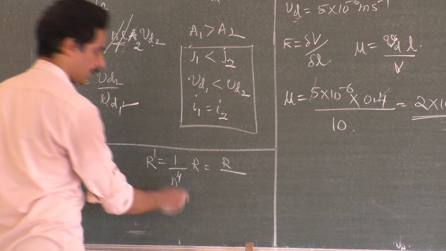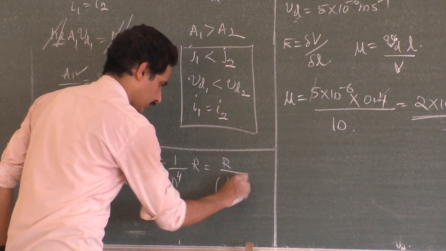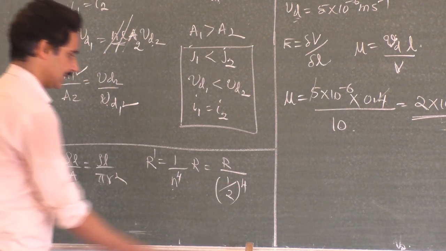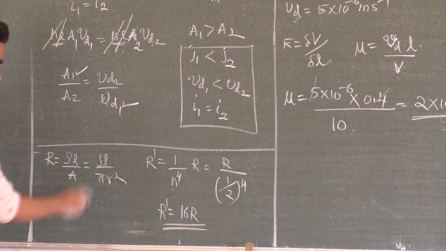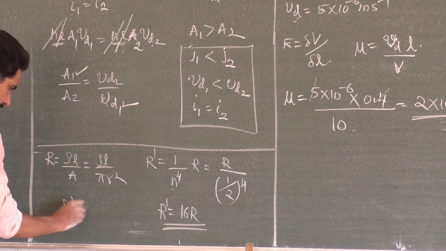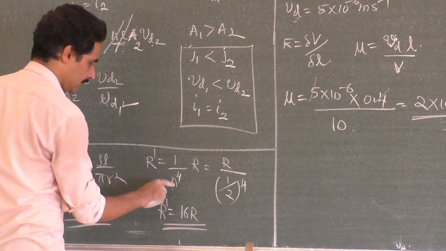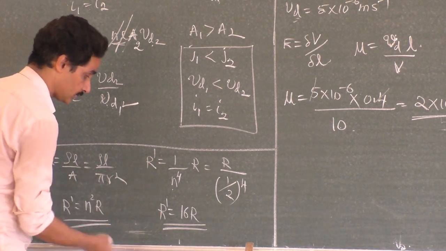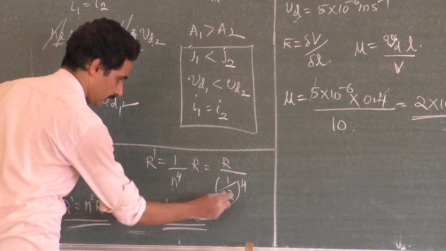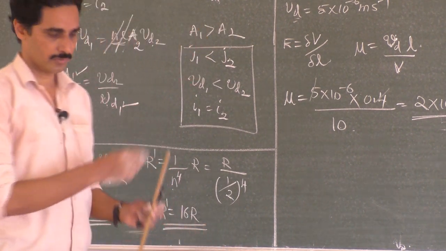Now, old resistance by n to the power 4 means the radius is halved, 1 by 2 to the power 4. This is 2 to the power 4, that is 16. New resistance is 16 times the old resistance. Whereas when it is stretched so that length is doubled, tripled, or made 5 times, then R dash is simply n squared R. But when the radius becomes 1 by 2 times or 1 by 3 times, you have to put n to the power 4. So the answer is 16R, the second option.